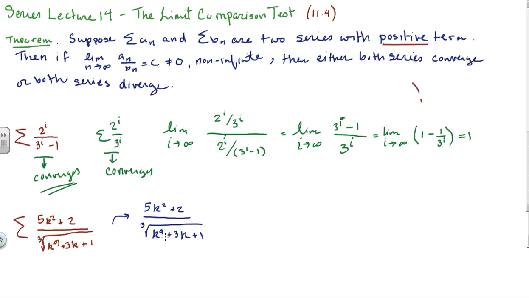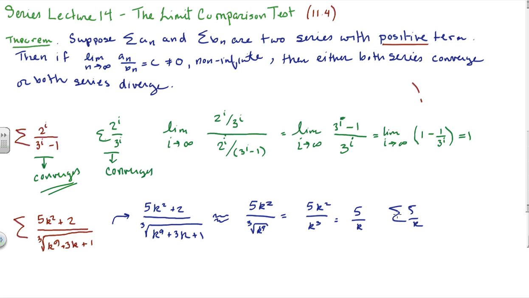Well, basically the k to the ninth takes over from the 3k plus 1, right? It really takes over. And the 5k squared takes over from the 2. That 2 becomes insignificant. So in infinite behavior, this is going to behave like this thing, because those other terms become irrelevant, which of course is equal to 5k squared over k cubed, which is equal to 5 over k. Okay, that tells me that probably I know whether this series converges or diverges.